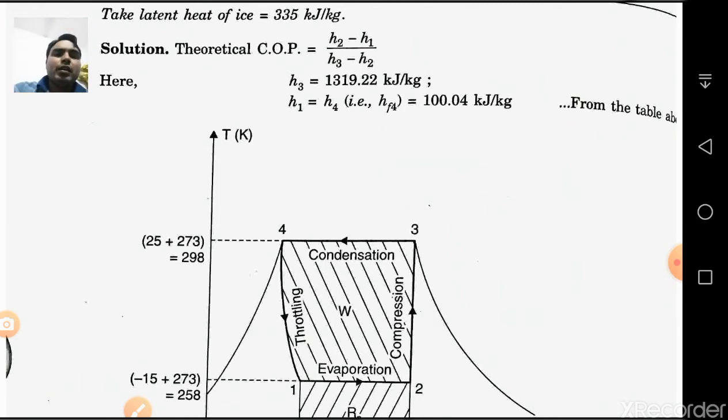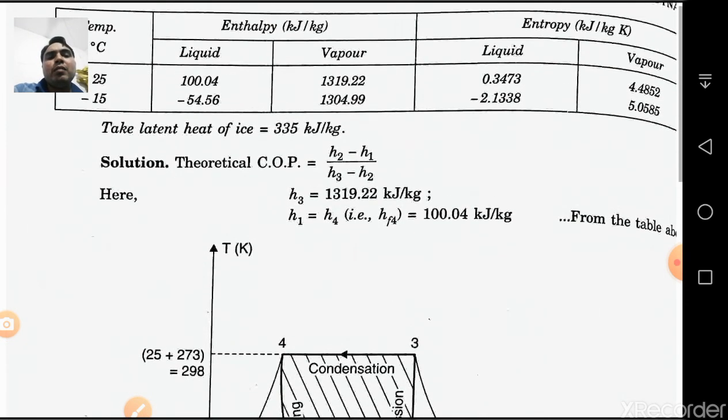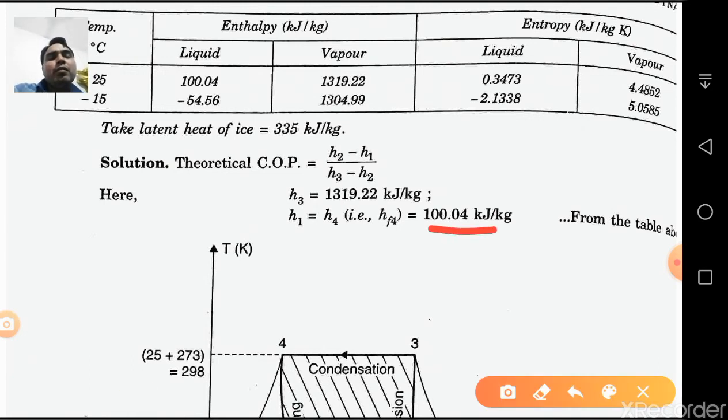So enthalpy at point 4, it is a saturated liquid, so saturated liquid enthalpy we can see at the corresponding value of 25 is 100.04. It is the liquid enthalpy of point 4. So H4 equals H1, then the value of enthalpy is 100.04.